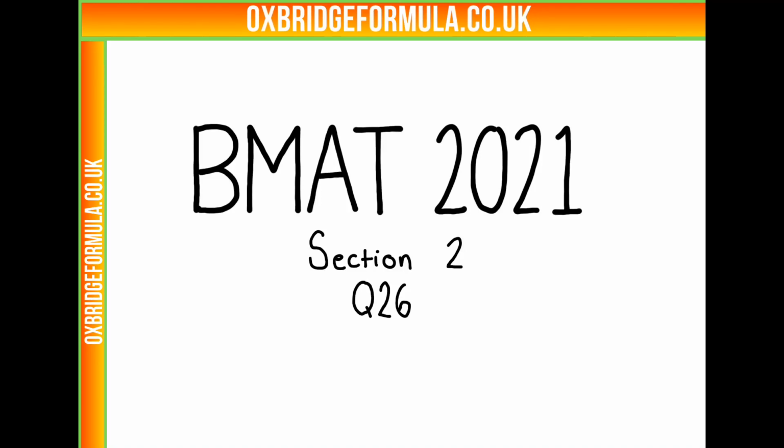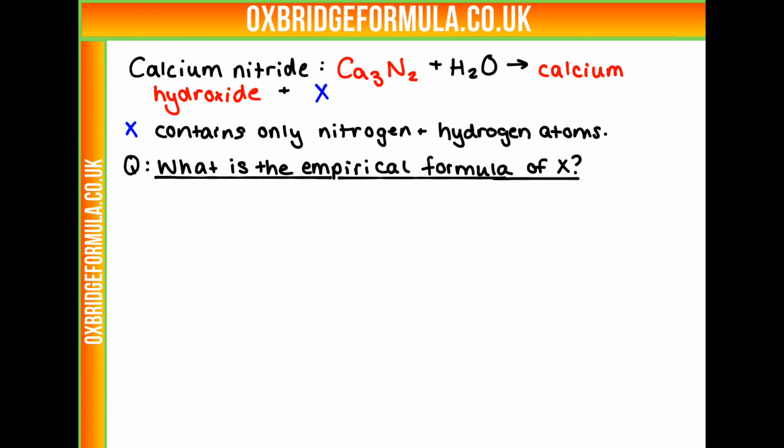This is BMAT 2021, Section 2, Question 26. In this question, we're reacting calcium nitride, which is Ca3N2, with water to form calcium hydroxide and a compound X. We're told that X only contains nitrogen and hydrogen atoms, and we need to find out its empirical formula.